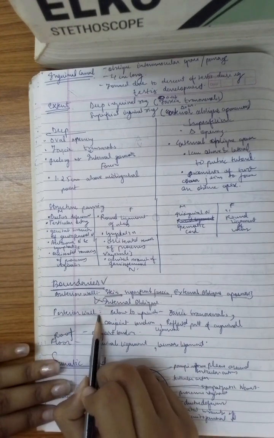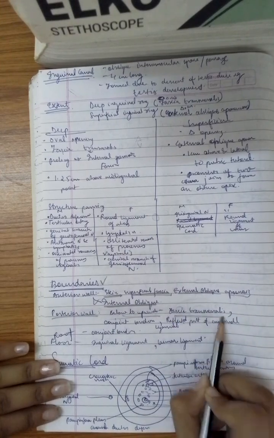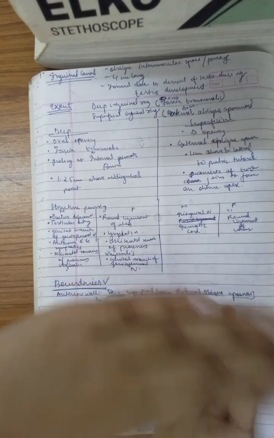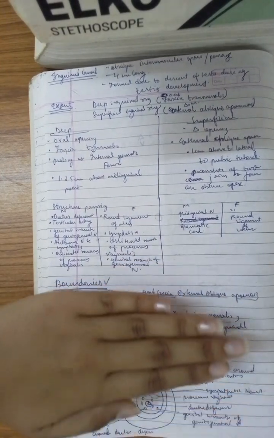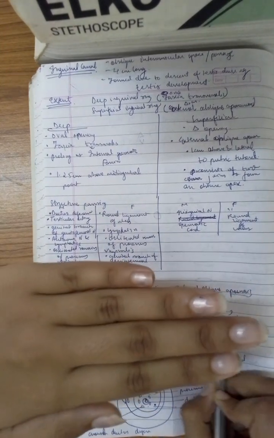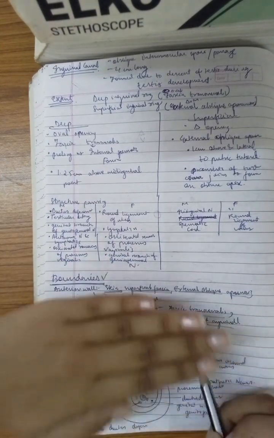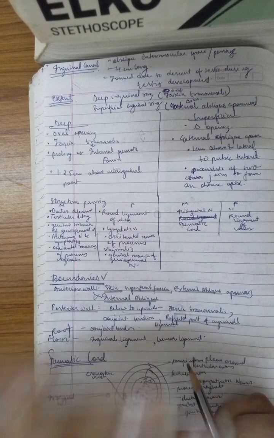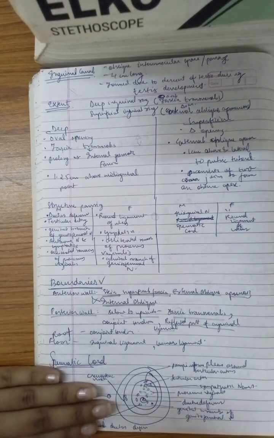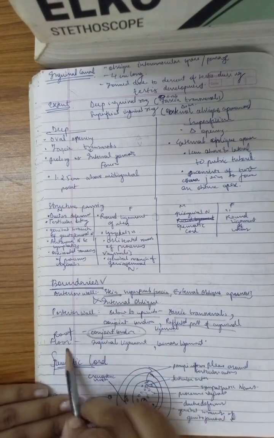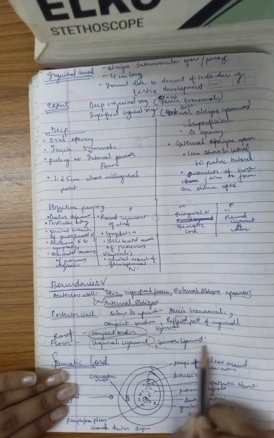Now the posterior wall is formed from fascia transversalis, below upwards. So from below to upwards, it is fascia transversalis, conjoint tendon, and then the reflected part of the inguinal ligament. Fascia transversalis, conjoint tendon, and the reflected part of the inguinal ligament. And then the roof is formed by conjoint tendon, and the floor is formed by inguinal ligament and lacunar ligament.